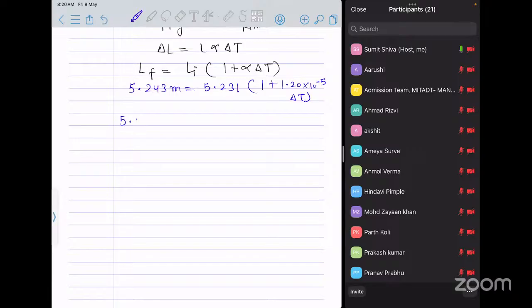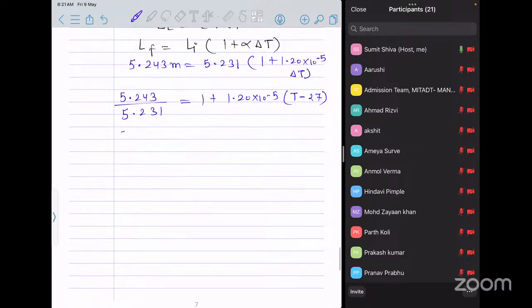If you arrange it, you will get the value of delta T. So this will be 5.243 divided by 5.231 is equal to 1 plus 1.20 into 10 raised to power minus 5 in bracket. Delta T is T final minus T initial. Let's say T initial is 27. On simplification, you will get the answer. So 5.243 minus 5.231 divided by 5.231 is equal to 1.20 into 10 raised to power minus 5 times (T minus 27).